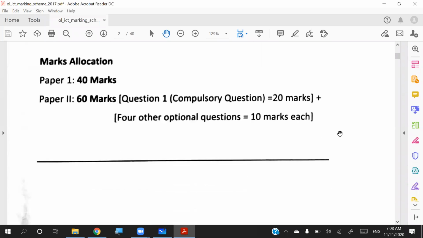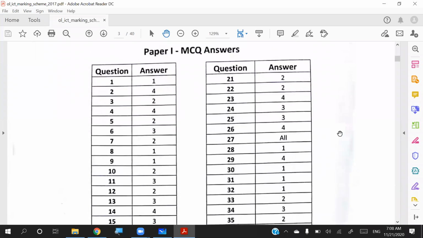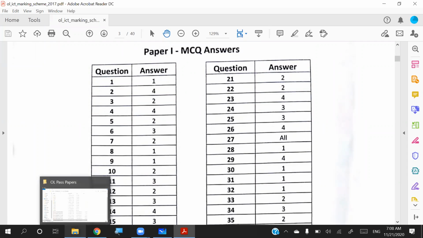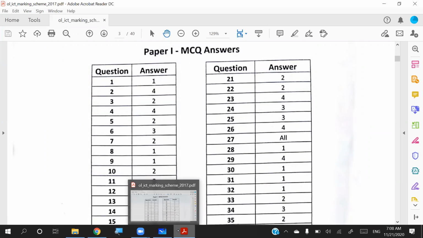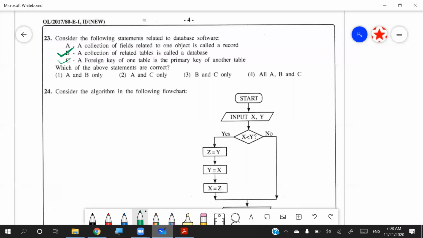Yeah, for the 23rd, they have taken the fourth one. But the fourth one is not a very good explanation, but we have to go with it. So the first one is taken as a correct answer as well. So that is why they have gone for all A, B, and C.